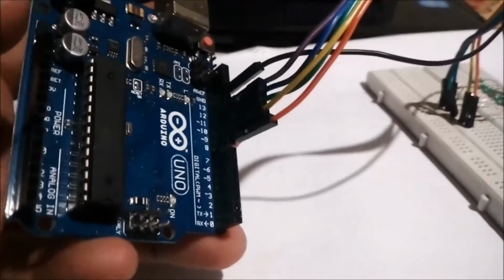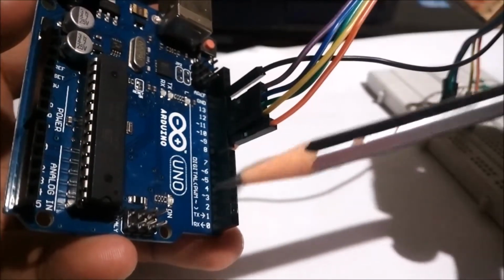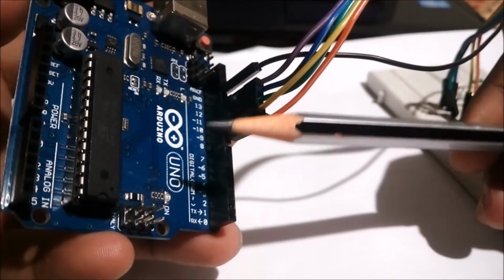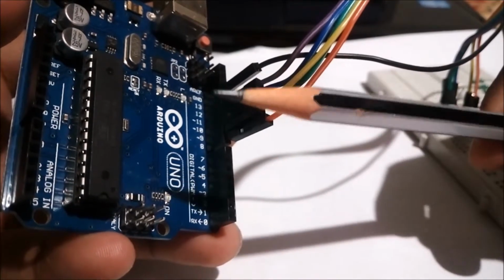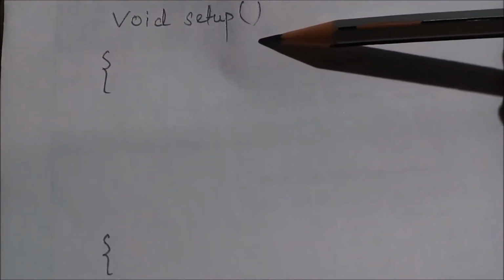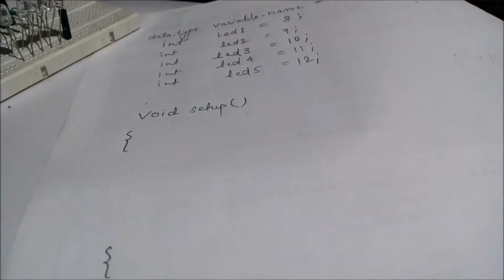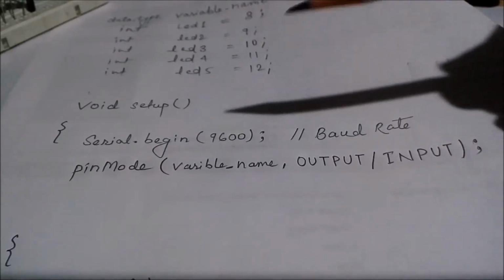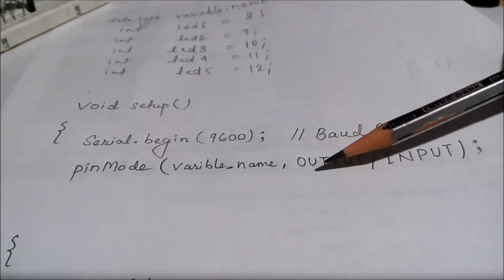Now the second thing is how the Arduino board will know whether pin numbers 8, 9, 10, 11 and 12 are input pins or output pins. So let's do it. The void setup is a function which runs only a single time during execution of the program. Void setup contains the baud rate and pin mode.